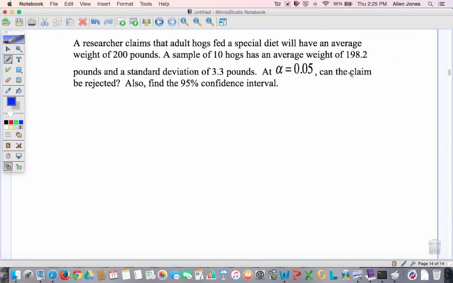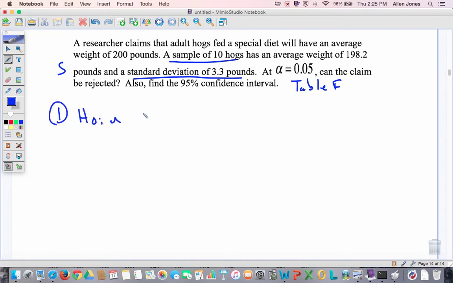We'll go one more time with that idea. Researcher claims that adult hogs fed a special diet will have an average weight of 200 pounds. A sample of 10 has an average weight of 198.2 pounds and a standard deviation of 3.3. So notice our sample of 10 has a standard deviation of 3.3. That's an s, so we're now using table F because of that sample standard deviation. At alpha equals 0.05, can the claim be rejected? Find the 95% confidence interval.